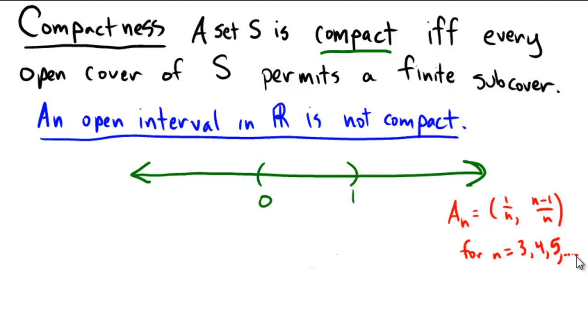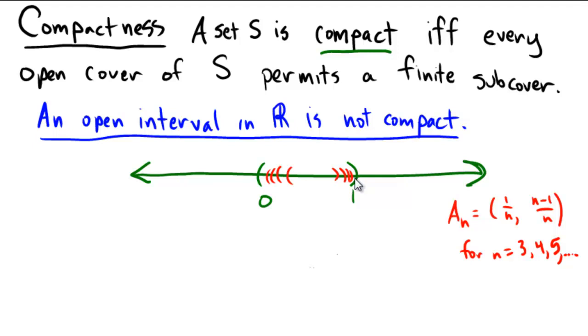So when n equals 3, this would be the interval that goes from 1/3 to 2/3, right? So it would look kind of like this. And then when n equals 4, it would be 1/4 to 3/4. So it would go like this, etc. Now, as you can see, if I were to take all of these sets and union all infinitely many of them from 3 on, you could see that this would cover the whole space, the open interval from 0 to 1.